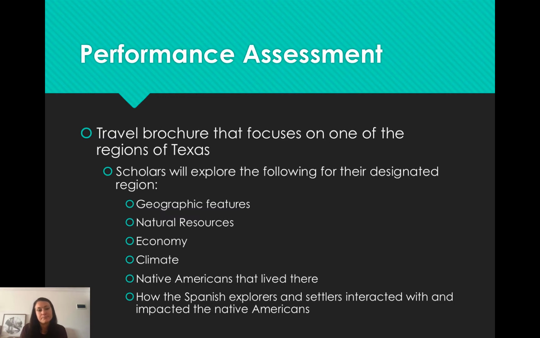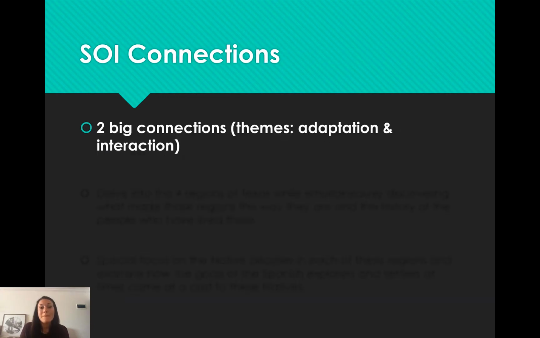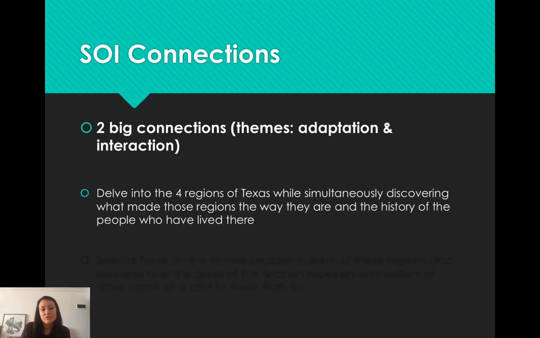And they also explore the Native Americans that lived in that region and how the Spanish explorers interacted with that particular Native group. There are 2 big connections between this performance assessment and our SOI, which is the cost of the goals of one group can also come at a cost to another. So the connections really do line up with those themes that we talked about earlier, adaptation and interaction. So first, our students get to delve into the 4 different regions of Texas and discover what made those regions the way that they are and the history of the people that live there. So this really speaks to the adaptation and modification.